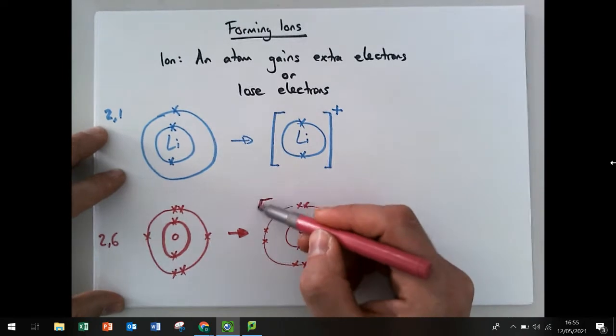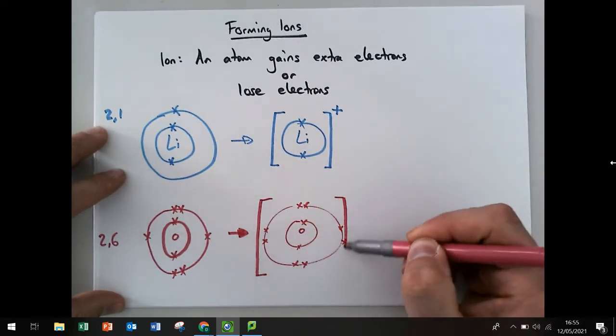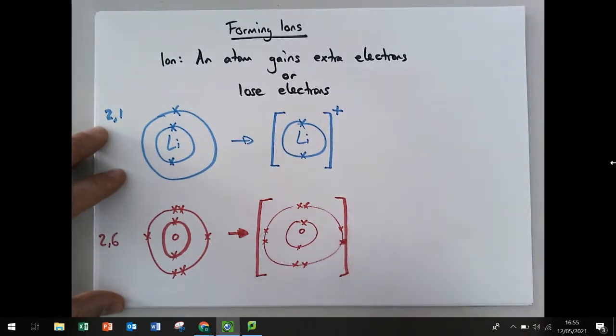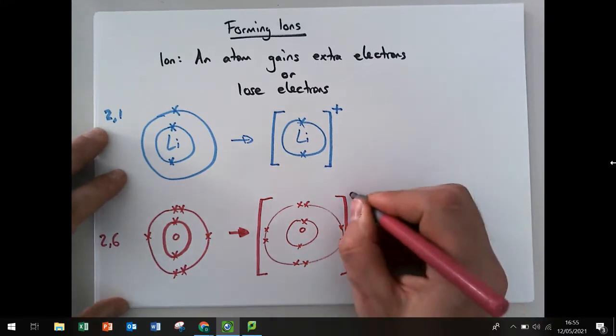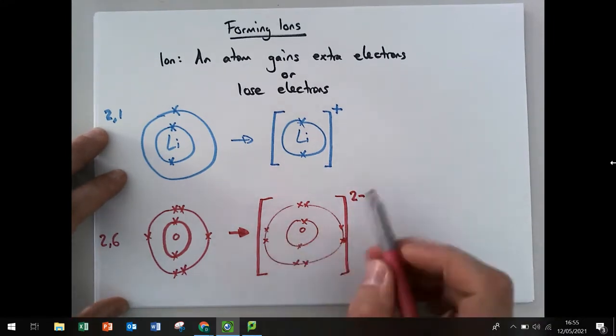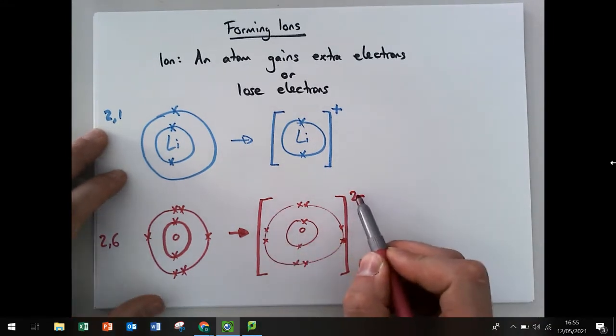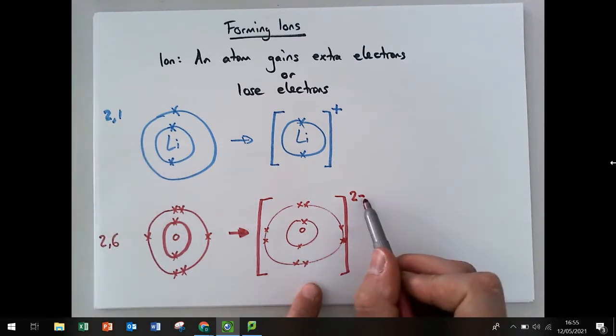Now we've added 2 electrons. Electrons have a negative charge, so we're going to show that it has a negative charge by drawing these square brackets and writing our negative charge here. Because it's gained 2 electrons, we have to write a 2 minus.